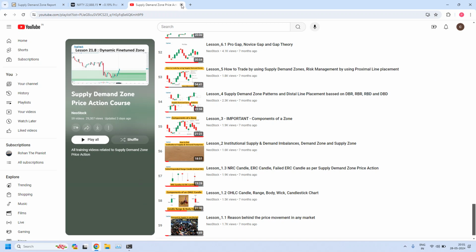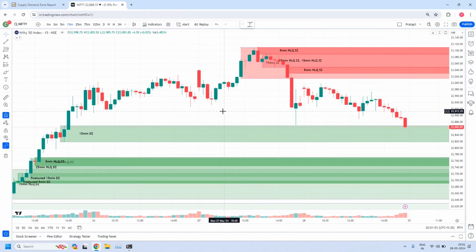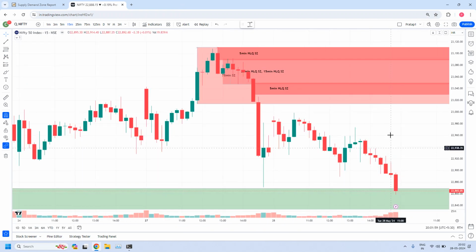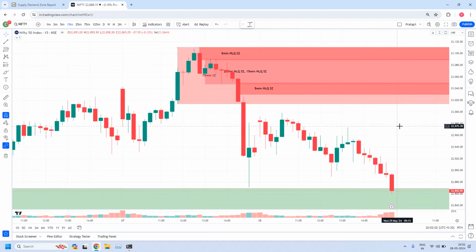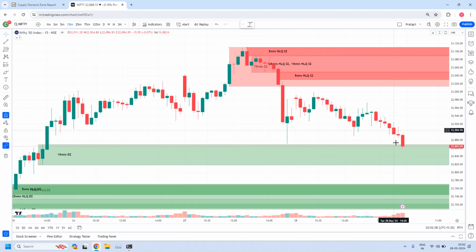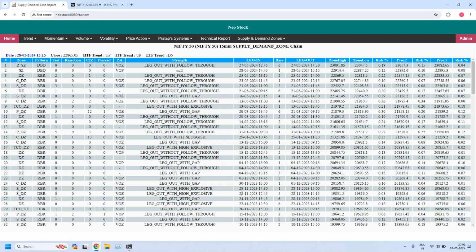Now let's get into the NIFTY analysis. NIFTY created a new 15 minutes supply zone. This is not a high liquidity supply zone, it is a normal supply zone. But why are we talking about it? Because at present the 15 minutes trend is a downtrend.